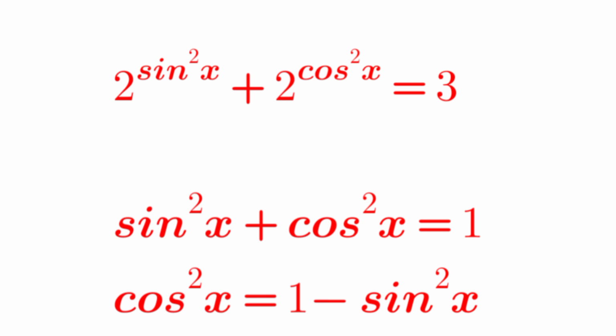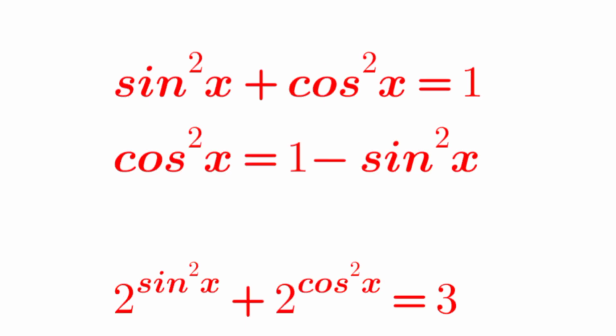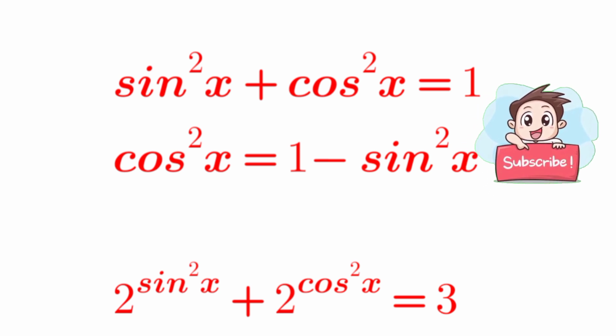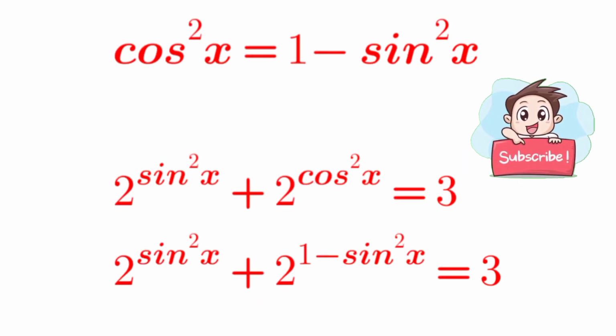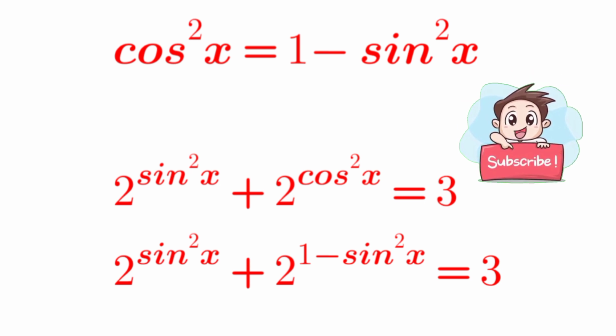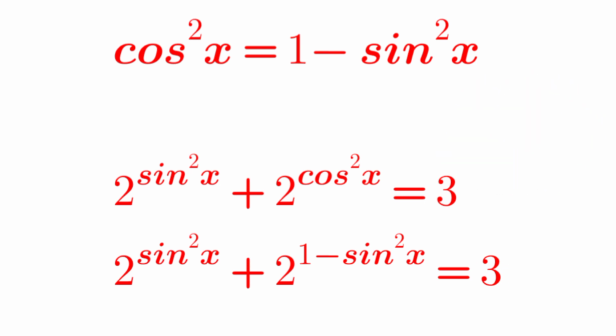Now when we take that to our question, we have 2 raised to the power of sine squared x plus 2 raised to the power of cos squared x is equal to 3. So we are going to substitute our cos squared x as 1 minus sine squared x. This gives us 2 raised to the power of sine squared x plus 2 raised to the power of 1 minus sine squared x is equal to 3.